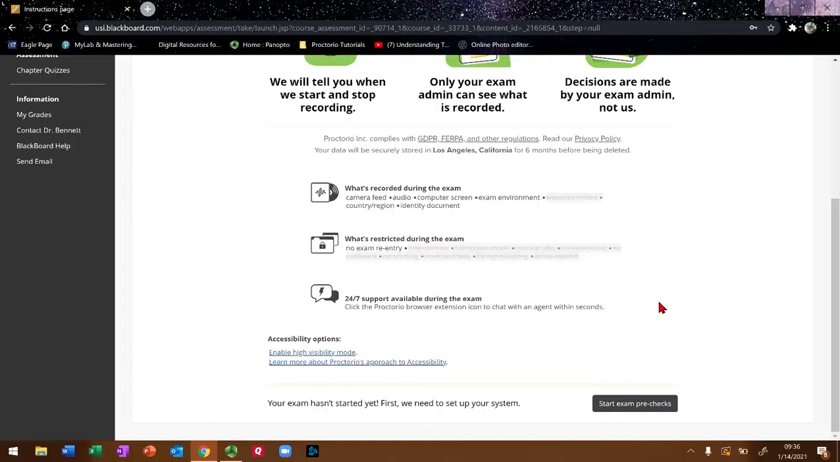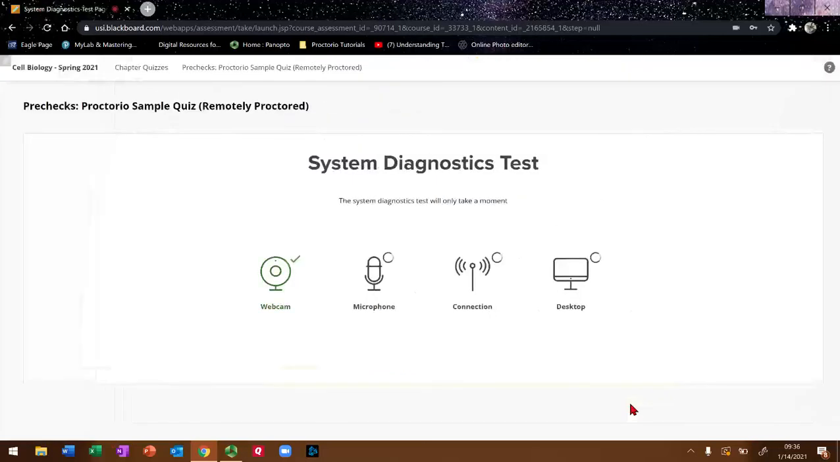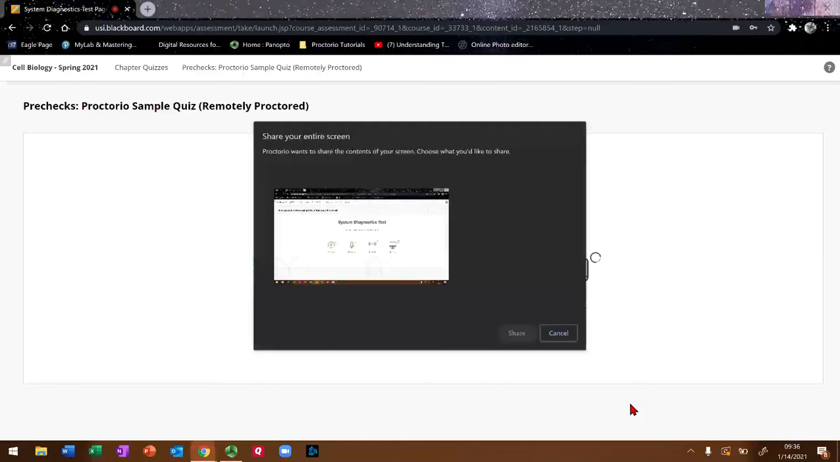Okay, so we've read through this. It says the exam hasn't started yet. We've got to do a couple of setups. So I'm going to do the Start Exam Pre-Checks. And what it's doing is checking to make sure that my webcam and microphone and all that work. It's saying Proctorio wants to share the contents of your screen, so they're going to record what's on my screen.